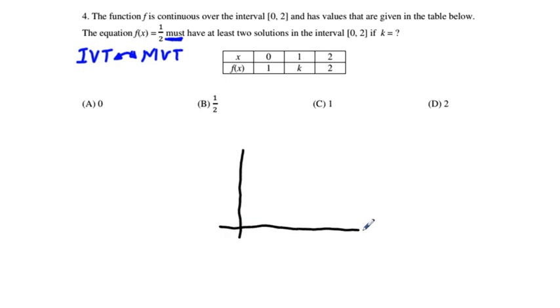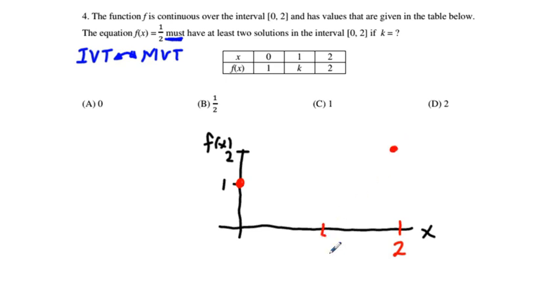Okay, so I draw a little xy coordinate plane here. You have x, and the y, we have f of x. And we're going to label these points here at x equals 0, y equals 1, or f of x equals 1. So I'll just go ahead and put that in here. And the other point that is really defined for us is at x equals 2, y equals 2 also.